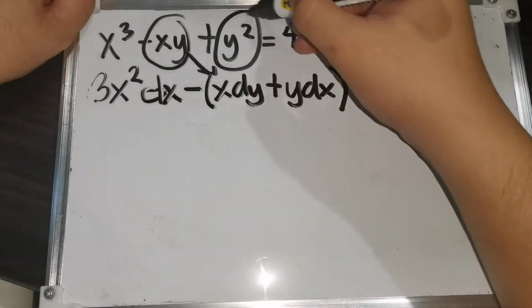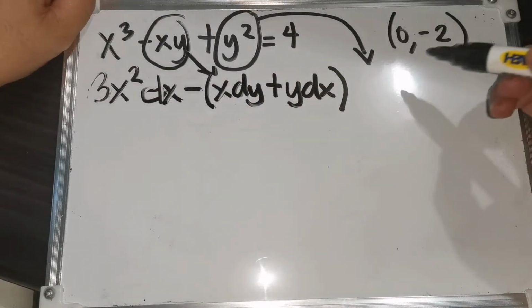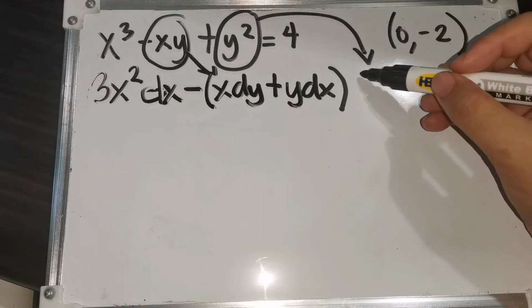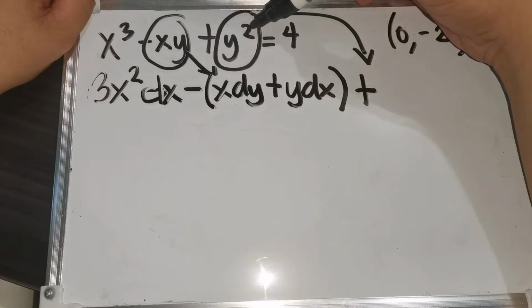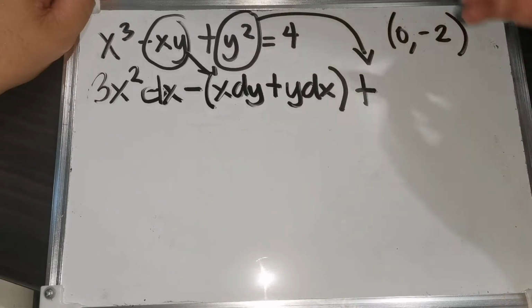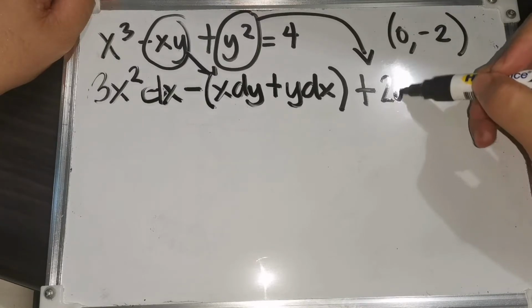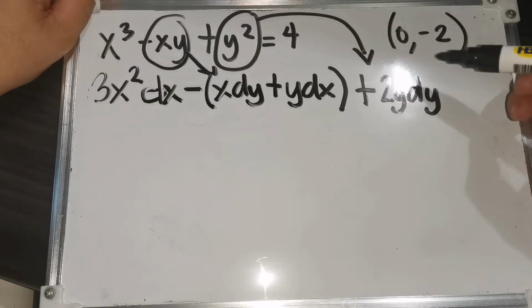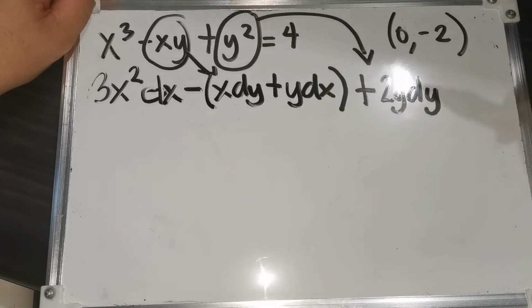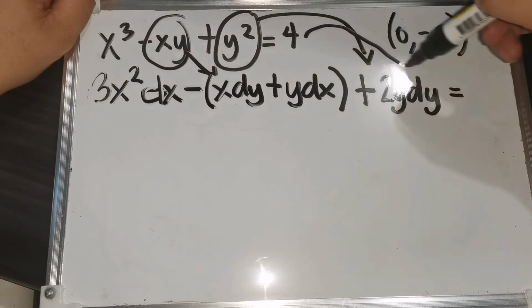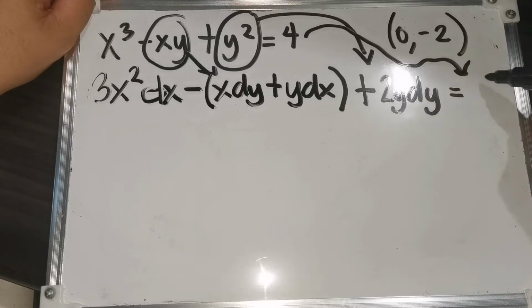Then, for this y squared, what will be the derivative? So, plus, then we multiply this exponent to your numerical coefficient here. So, that will be equal to 2y dy. Then, we subtract 1 from your exponent here. That's why it's y to the 1 here. Is equal to, what will be the derivative of a constant? So, the derivative of a constant is always equal to 0.